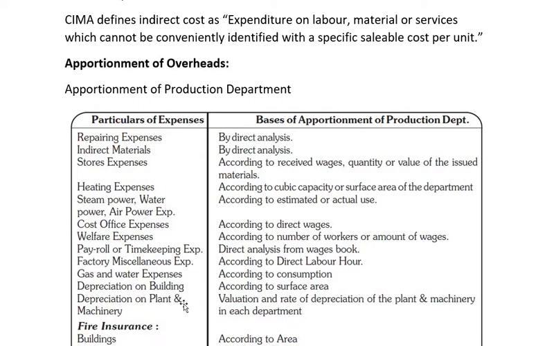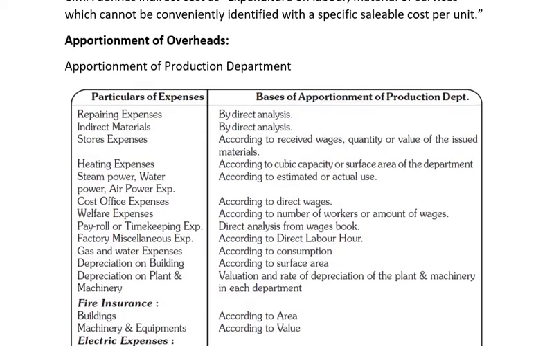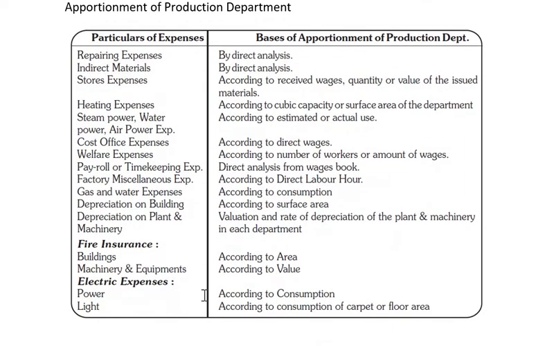Depreciation on building is distributed according to surface area. Depreciation on plant and machinery is distributed according to the valuation and rate of depreciation of plant and machinery in each department. Fire insurance of building is distributed according to area, and machine and equipments are distributed according to the value. Power is distributed according to consumption, and light is distributed according to the consumption of carpet or floor area.